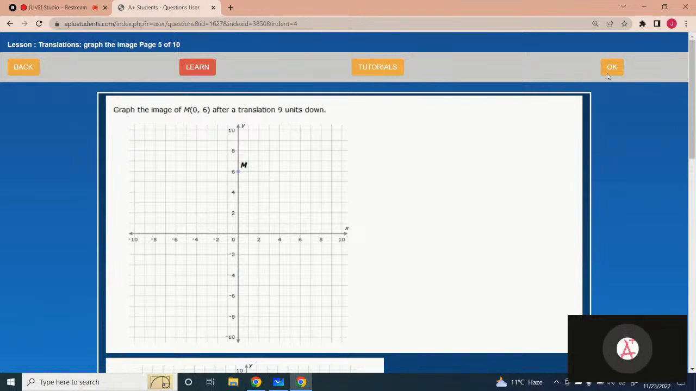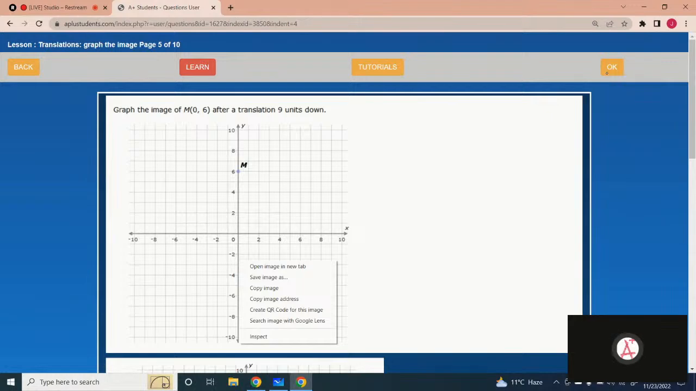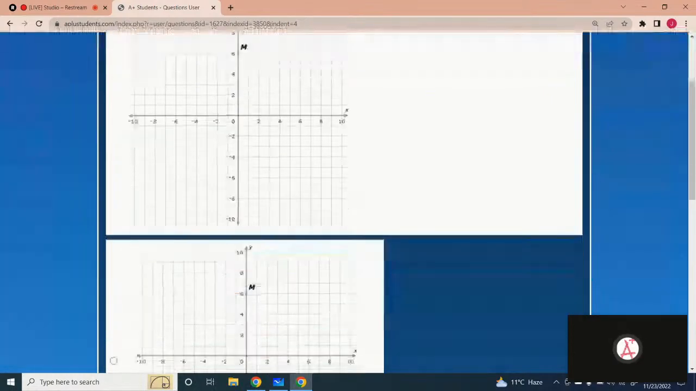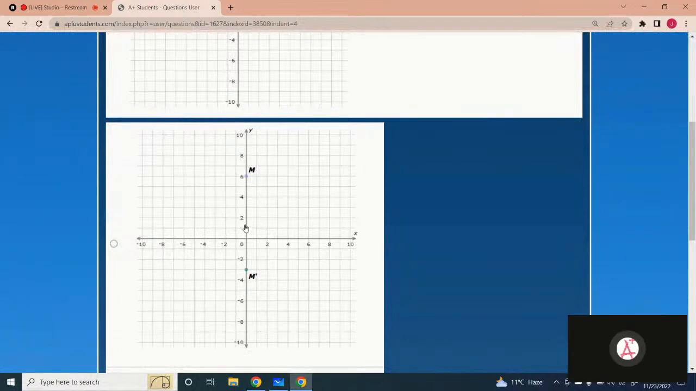Okay. Graph the image 0 6 after translation of 9 unit down. 9 unit down means you have to subtract 9 from the y coordinate. So it would be then 1, 2, 3, 4, 5, 6, 7, 8, 9. So here you are on the 0 and negative 3. Got it? That means the new coordinates are 0 and negative 3. And yes, this is the correct option. Got it?